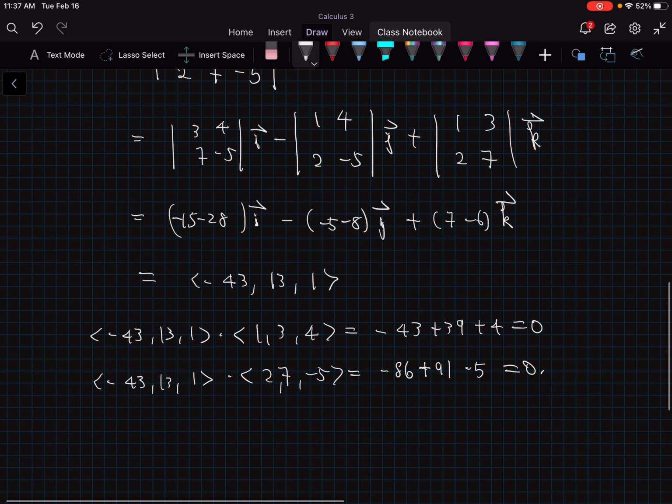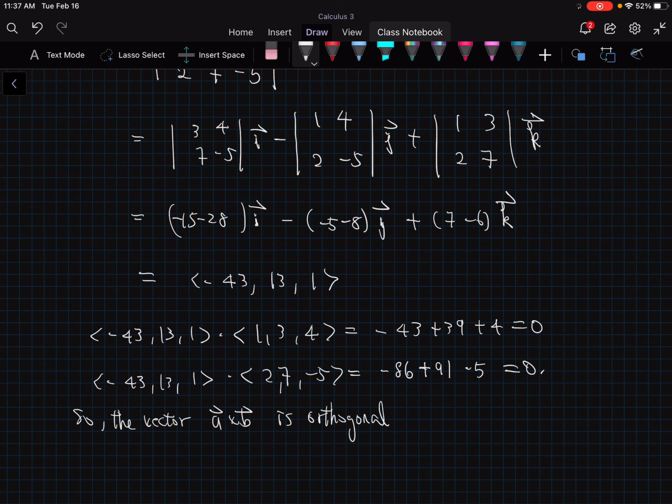So the vector A cross B is orthogonal to both A and B.